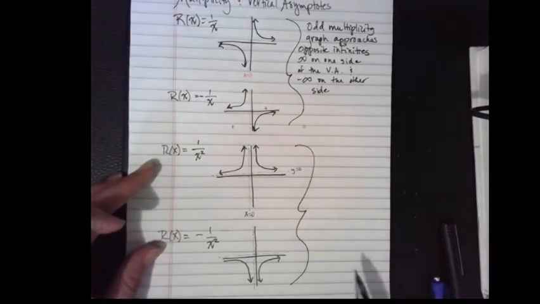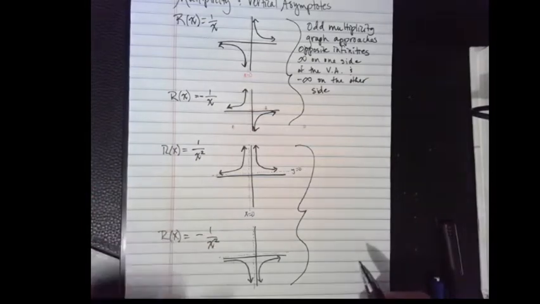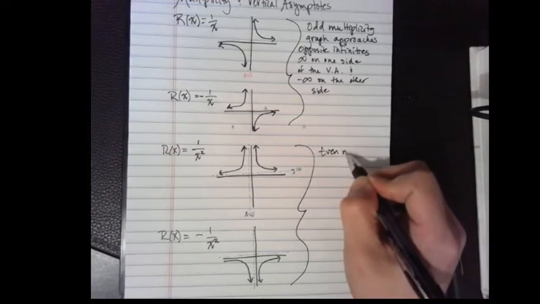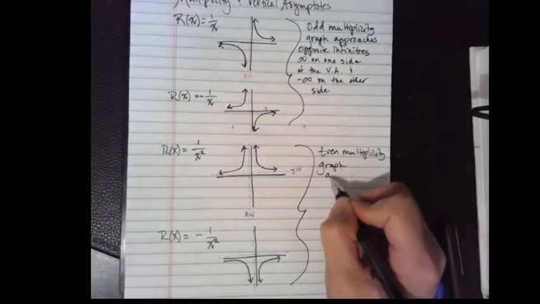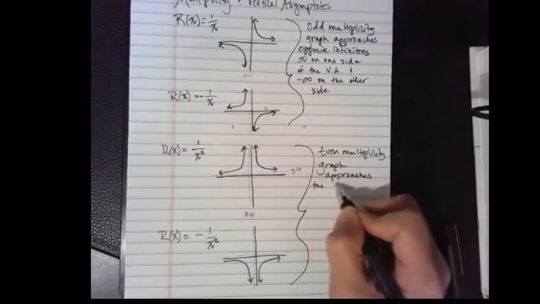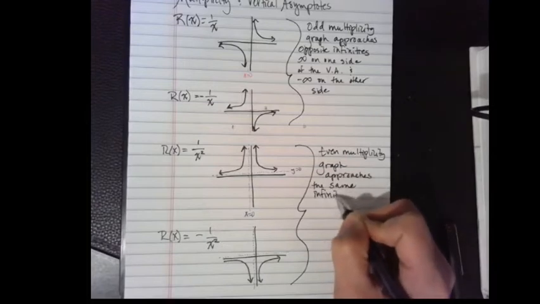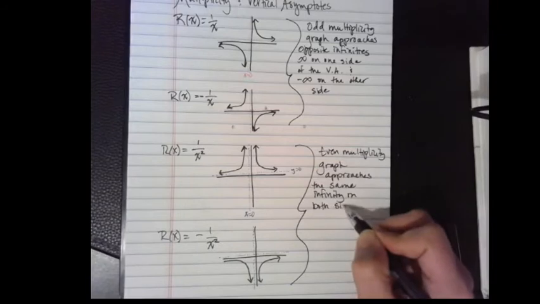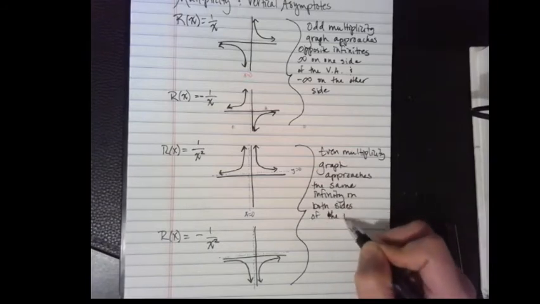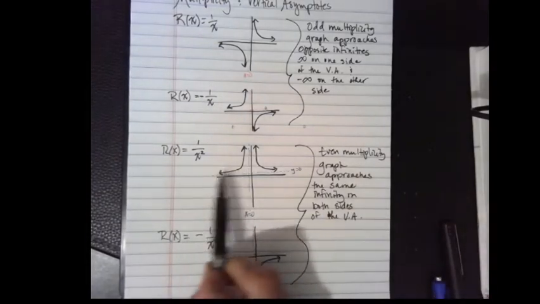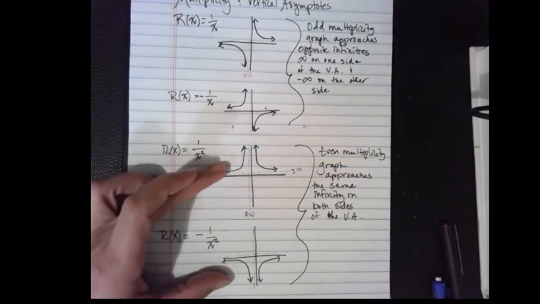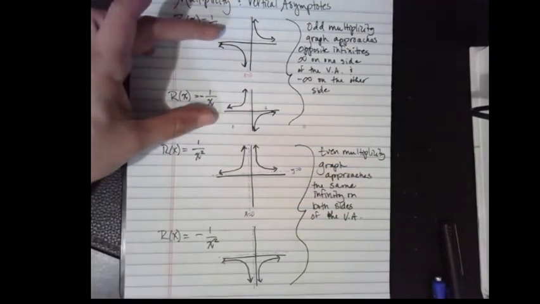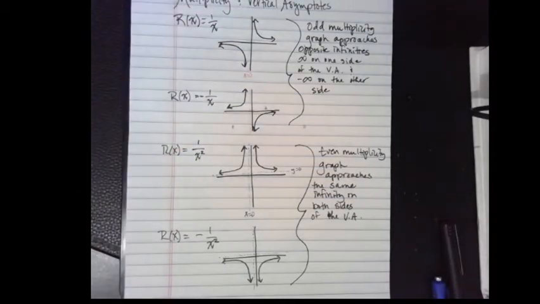So for the next two, I have my highest exponent as 2. So these are even multiplicities. Okay. So the graph approaches the same infinity on both sides of the vertical asymptote. Okay, and that's what's happening here. They're both heading up towards positive infinity, and in this graph, they're both heading down towards negative infinity. Okay, so for even multiplicities, they're going to head in the same direction, both up or both down. For odd multiplicities, they're going to go in opposite directions along the vertical asymptote.